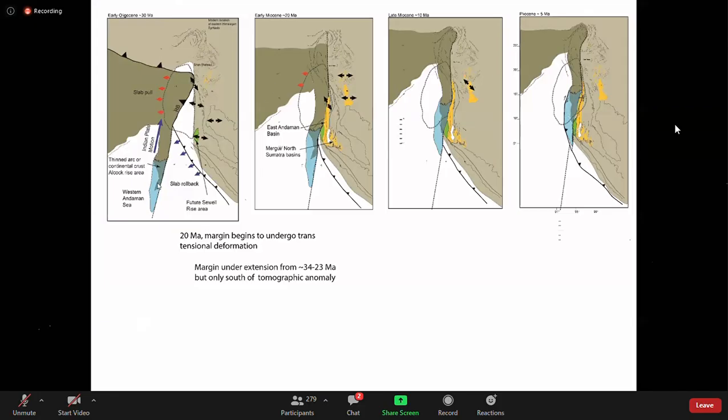So we can take this model, early Eocene to Pliocene here, and say, well, how does it fit the basins that we were just looking at in this area in the Andaman Sea? How does it fit the subduction zone development here? There is another question.